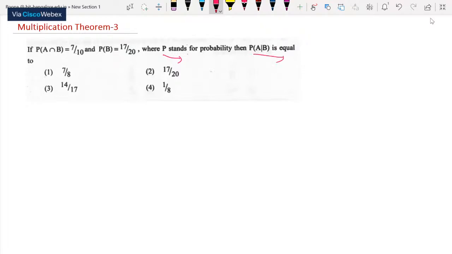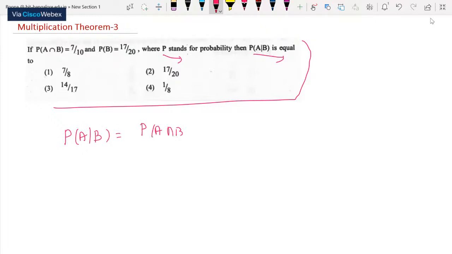This is what I did in the first two problems. Tell me anyone, what's the probability of A slash B? It is nothing but the probability of A intersection B divided by the probability of B, because B has actually happened, and then only A is happening. One student has given the correct answer: 14 by 17.